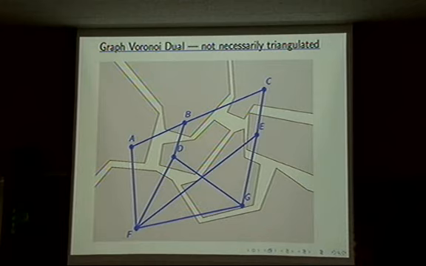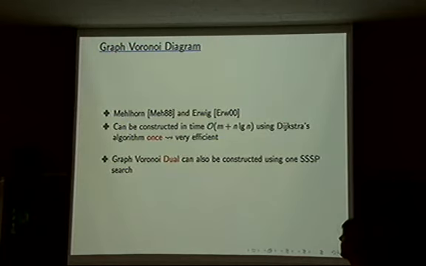So, for example, we have these weird structures here, right? Before, A and D were connected, now they're not connected anymore. So the dual could be pretty weird. What we show is that the dual still has some good properties, some properties we like. The graph Voronoi diagram was introduced by Mehlhorn in '88 implicitly, and then by Erwig in 2000, and it can be constructed in time n plus n log n using Dijkstra's algorithm once.